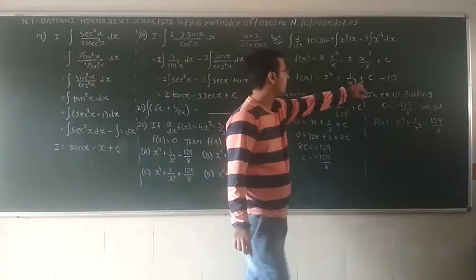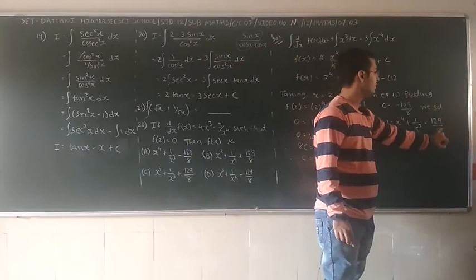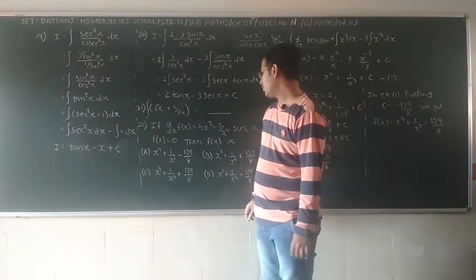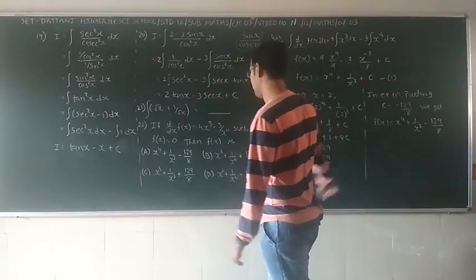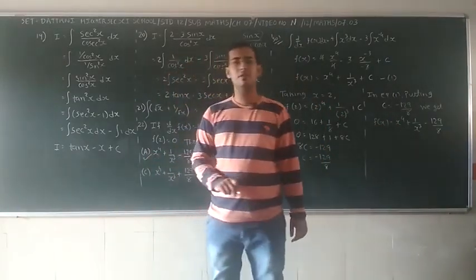Now put it here in equation 1. So we get x raised to 4 plus 1 upon x cube minus 129 upon 8. So our option is x raised to 4 plus 1 upon x cube minus 129 upon 8. That is our final answer.